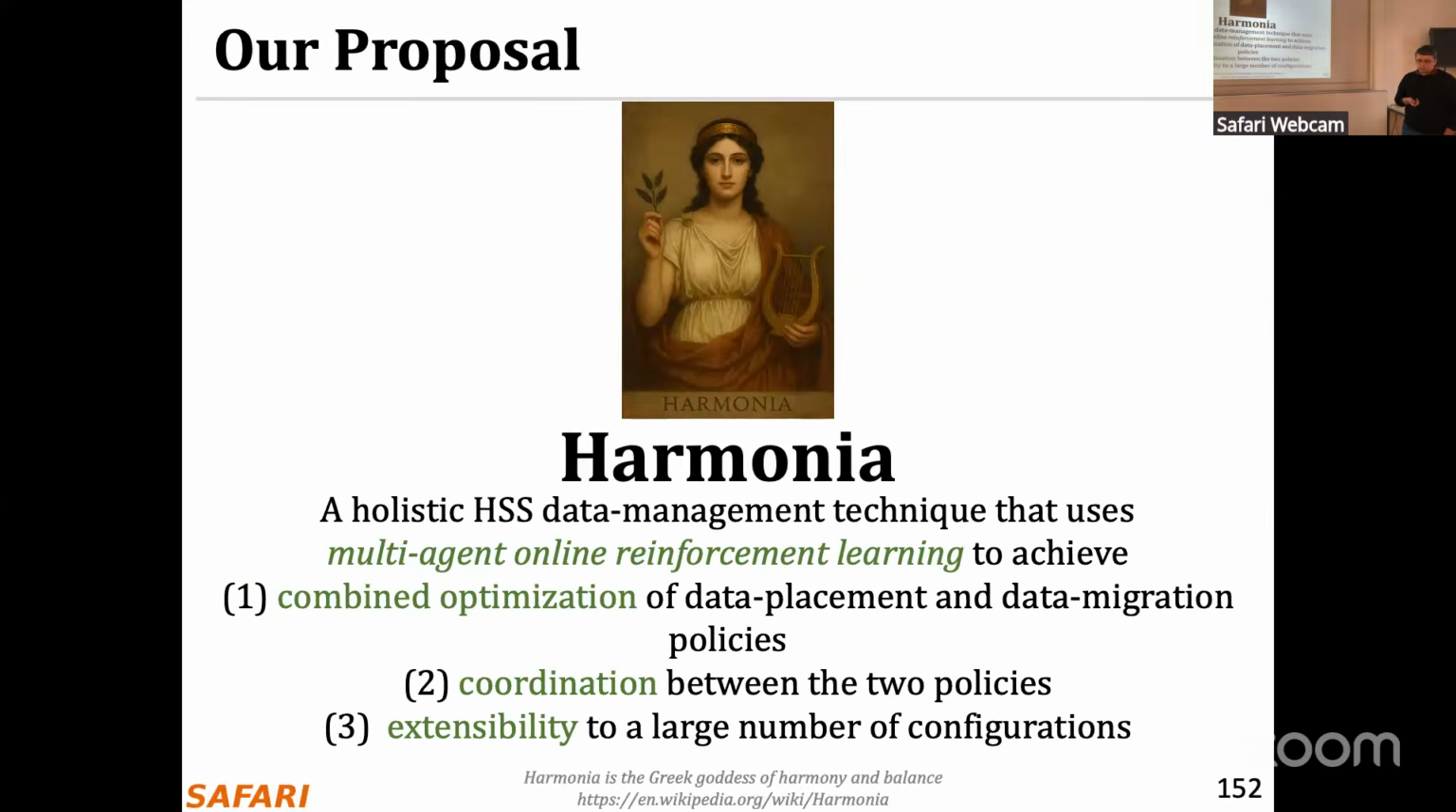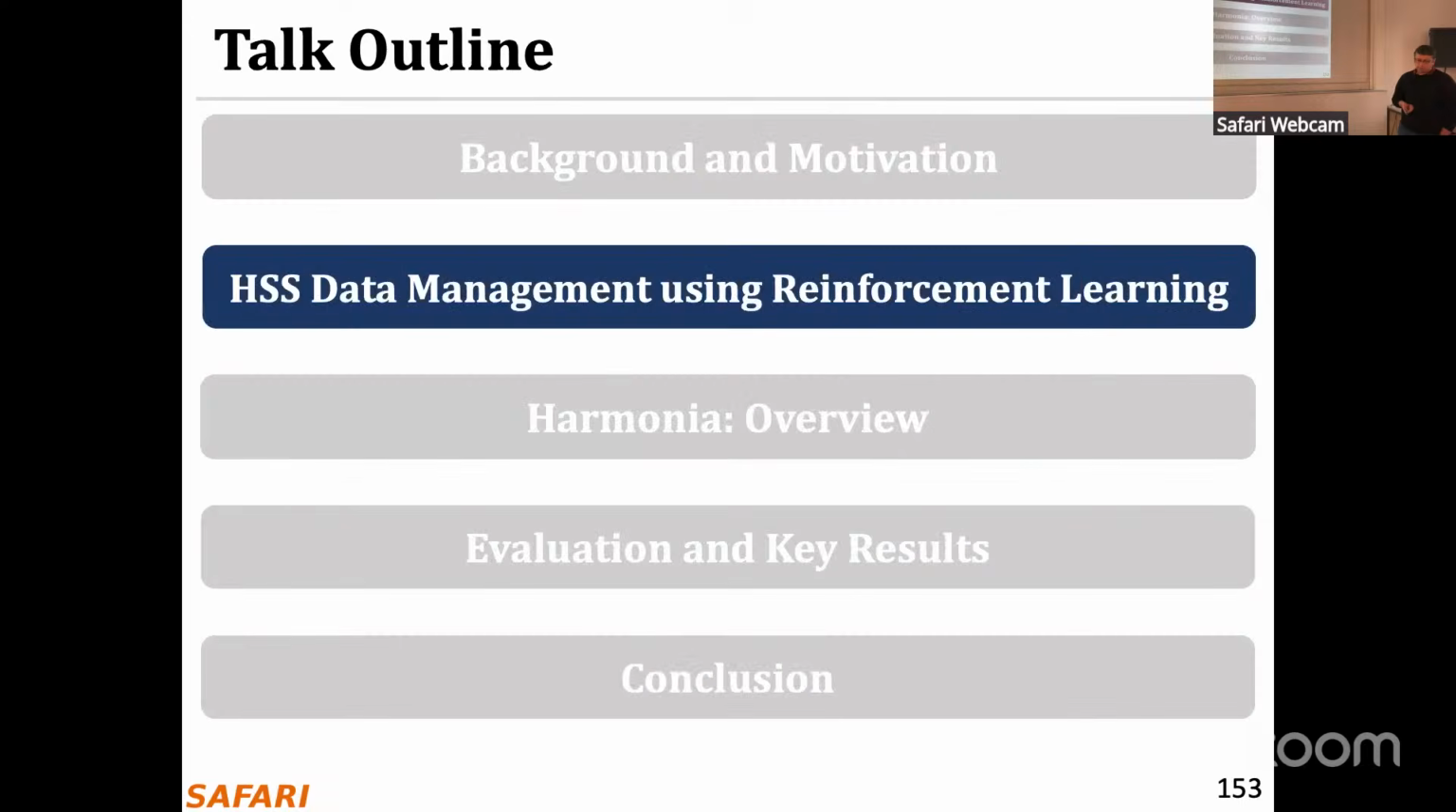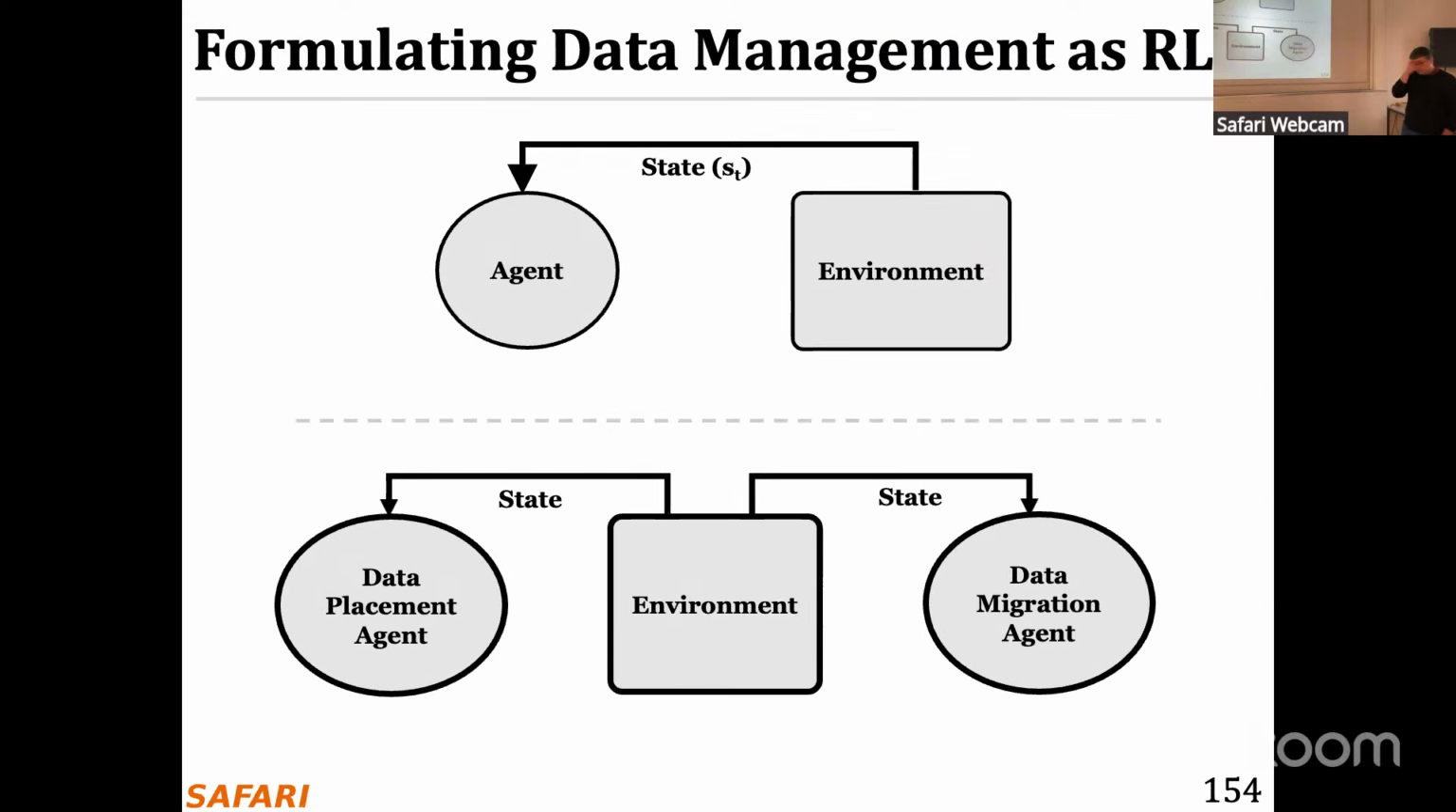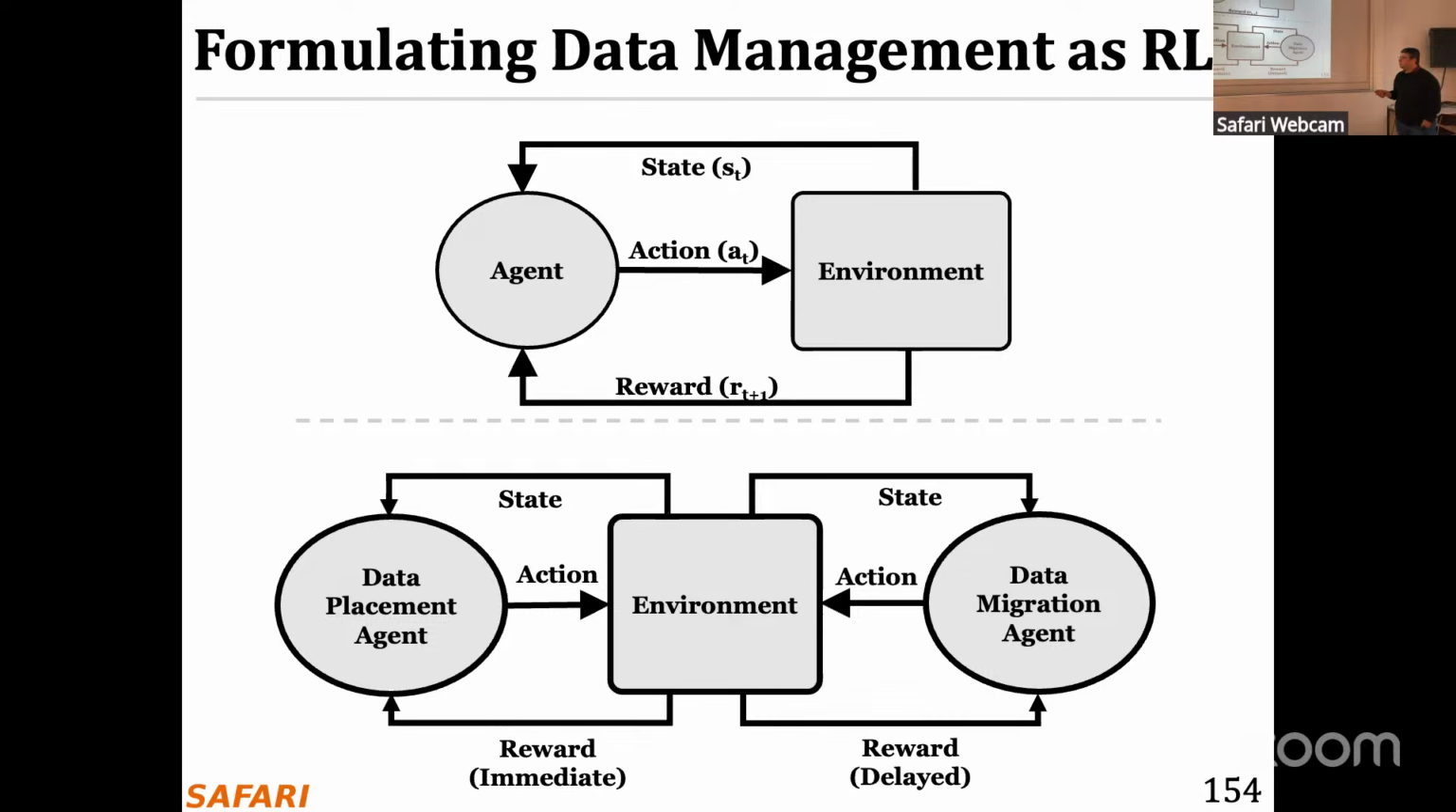So this work proposes Harmonia, which looks at combined optimization of these policies, also tries to establish coordination between the two policies, and also achieves extensibility. If you look at this RL formulation figure, there are two agents, a data placement agent and a migration agent, and both look at the state features from the environment, and both perform an action which changes the environment in every step. Then you get a reward from the environment for both the agents.